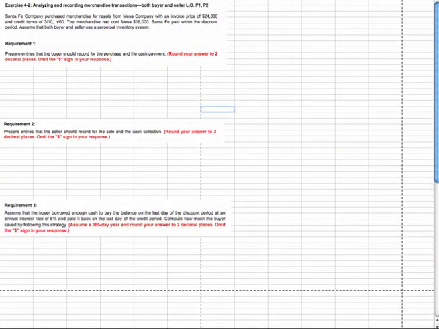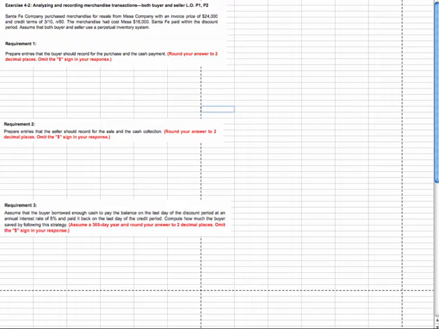Now let's take a look at exercise 4-2, where we're going to take a look at a sales transaction from both the seller side as well as the buyer side. The problem reads, Santa Fe Company purchases merchandise for resale from Mesa Company with an invoice price of $24,000 and credit terms of 3/10, net 60. The merchandise has a cost to Mesa of $16,000. Santa Fe paid within the discount period. Assume that both buyer and seller use the perpetual inventory system.